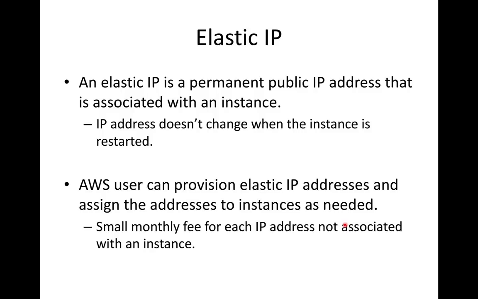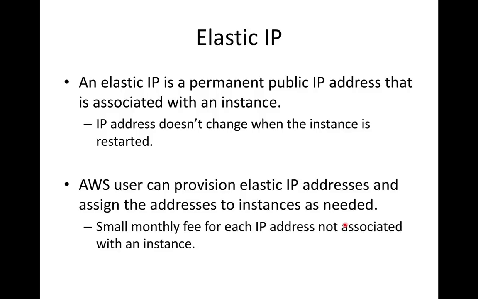Now, there are cases where you might want to assign a permanent public IP address to an EC2 instance. In other words, if an instance stops or is restarted, you don't want the public IP address associated with that instance to change. Well, in order to configure a permanent public IP address for an EC2 instance, you need to create what's called an elastic IP and then associate that elastic IP with the EC2 instance.